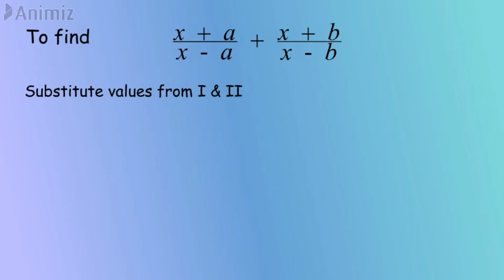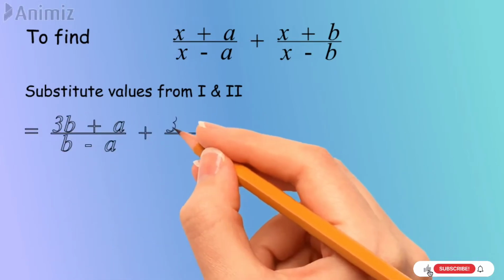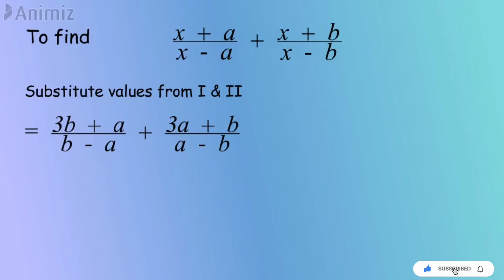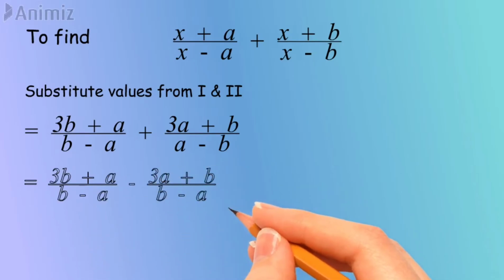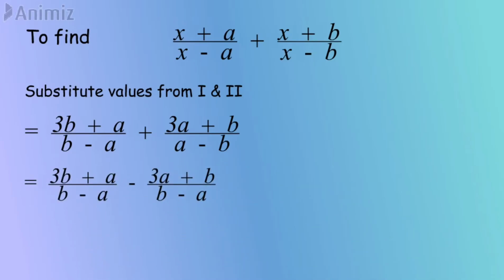Substitute the values from them. You will get this. Now just observe, the denominator of the first fraction is b minus a while the denominator of the second fraction is a minus b. When you want to reverse the denominator of the second fraction, the in-between sign will get reversed. That means if it is plus, it will become minus. So when you change the denominator, what will you get, students? Now the denominator is the same.